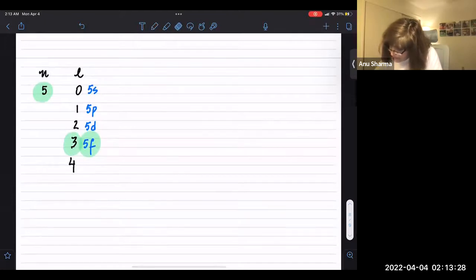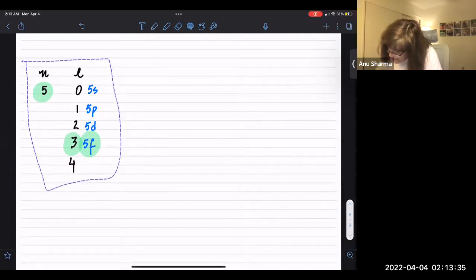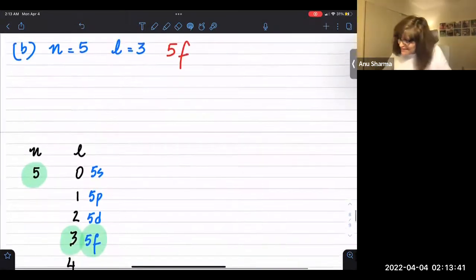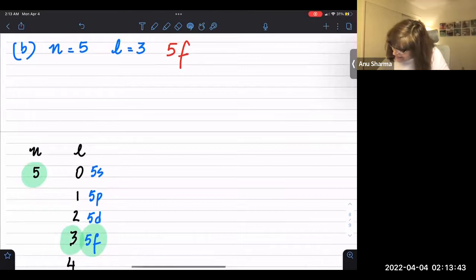So let me make this small now if it will allow me. It's not letting me make it small. So anyways, this is how this is done.